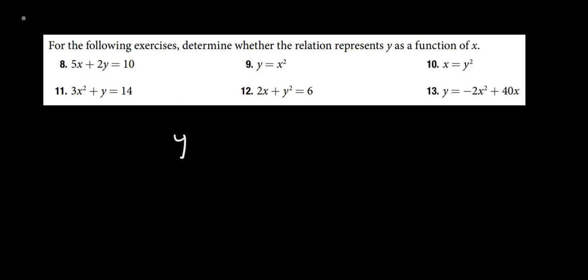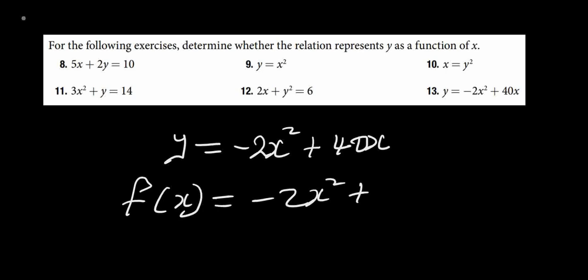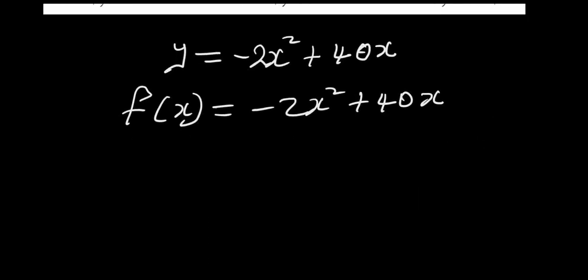13. Y is equal to negative 2x squared plus 40x. This equation is already written in terms of y, so we can simply write it again using the function notation. That is f of x is equal to negative 2x squared plus 40x. Good. So now let's look at it carefully.